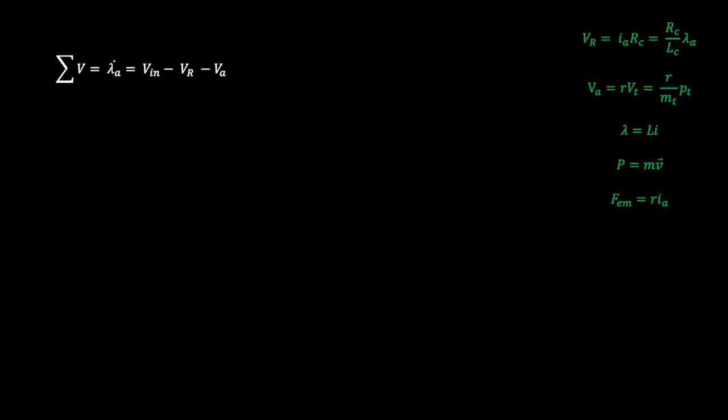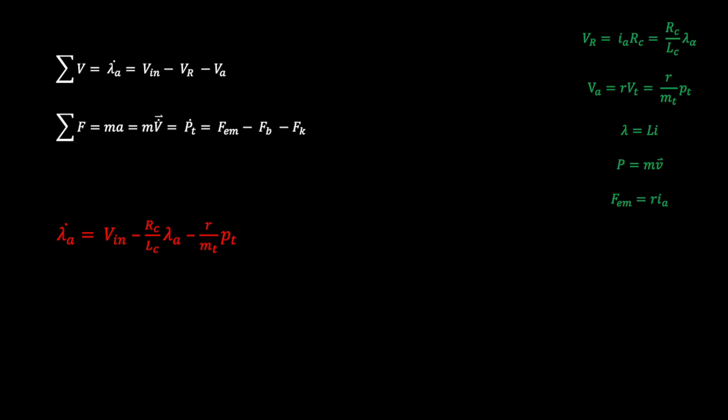As was shown in the bond graph for the first one junction on the left, we have a sum of voltages, which is lambda dot A equals the input voltage minus the voltage on the resistor and minus the voltage that is applied through the gyrator. And on the right, we have the general equations that represent the voltage on the resistor, the voltage that goes through the gyrator, as well as lambda, momentum, and the electromotive force. Next, we also have the sum of forces as in the previous equation, which allows us to find P dot.